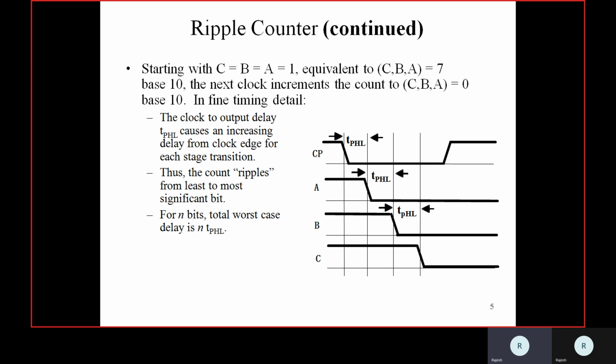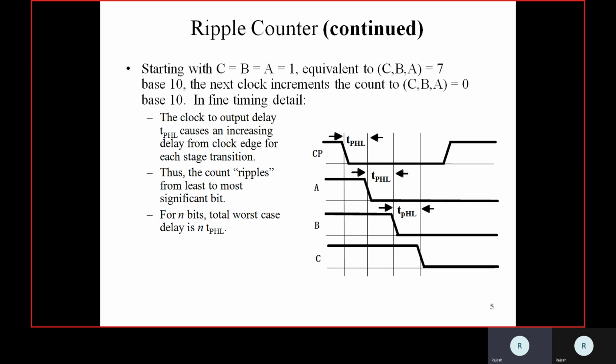So here it is an up counter: 0 to 1, 1 to 2, 2 to 3, 3 to 4, 4 to 5, 5 to 6, 6 to 7. So the binary value is 111. For the next clock, it has to be reset to all zeros. So here we are going to see the state transitions occurring at the outputs of flip-flops A, B, C.